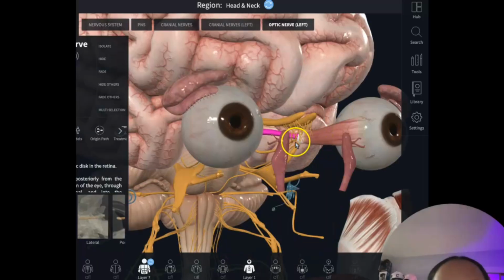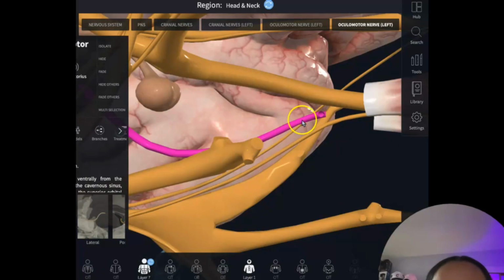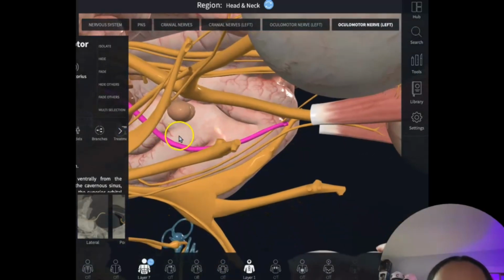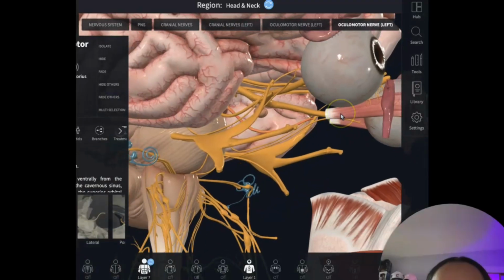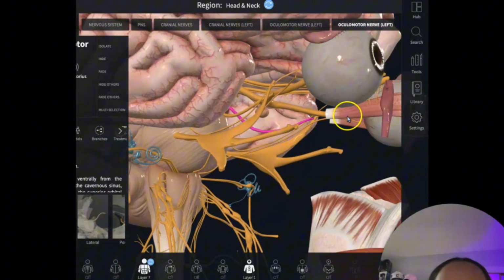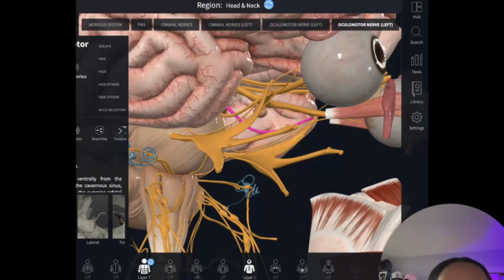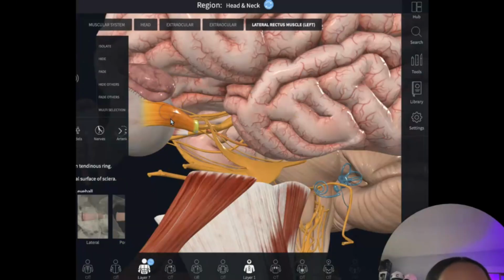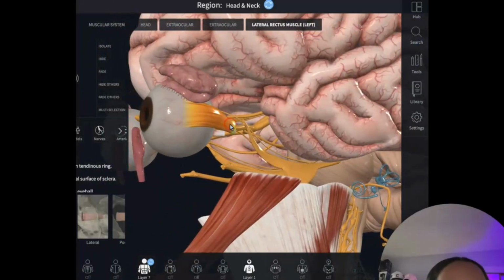Okay, so we just went over the oculomotor nerve, and I just wanted to highlight it right here. This is it in pink, and then it would just go into the medial rectus right there. And then for the next eye muscle, we're going to go over this one. This is the lateral rectus muscle.